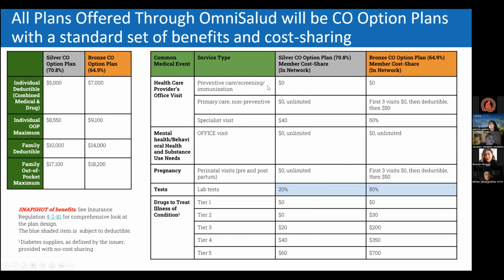Again, the preventative care, the vaccinations, primary care, mental health, this is huge, $0 unlimited, the pregnancy, and then you can see the prescription drug tiers as well. So hopefully that helps you understand a little bit what the benefit actually looks like. This is, of course, not the full explanation of benefits, but a very good snapshot.